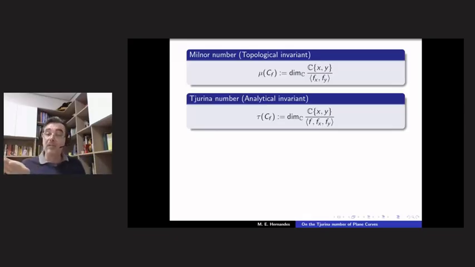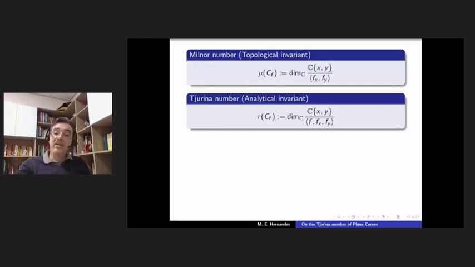I think two of the most important invariants with respect to the topological and the analytical equivalence are the Milnor number and the Tjurina number. The Milnor number is the codimension of the Jacobian ideal, and the Tjurina number is the codimension of the extended Jacobian ideal, the Jacobian ideal to which we include the equation of the curve.